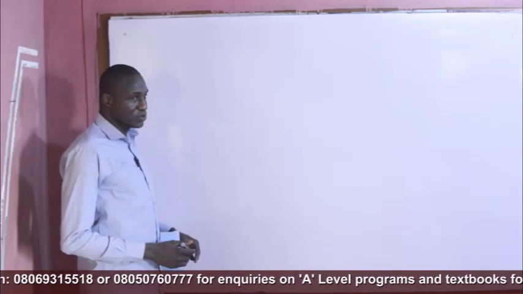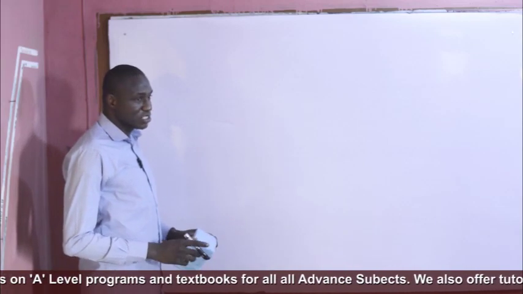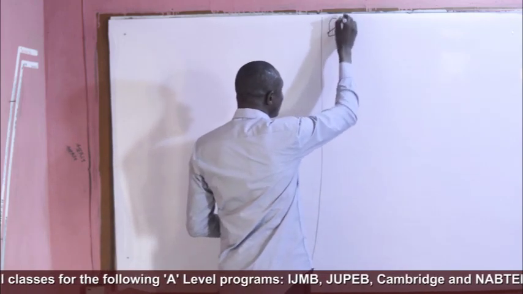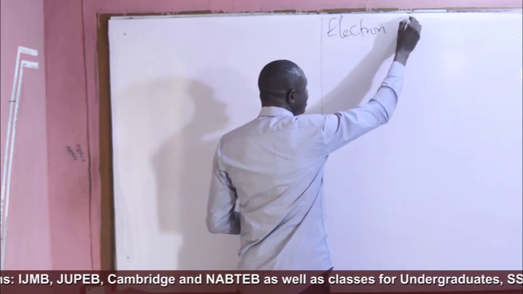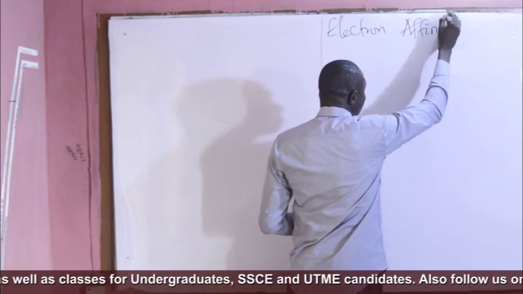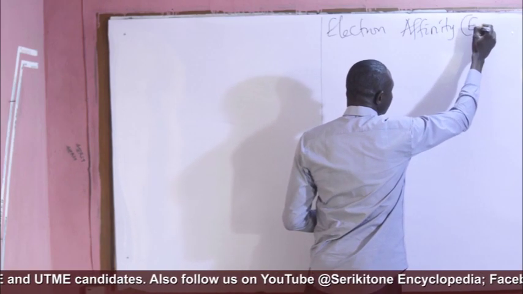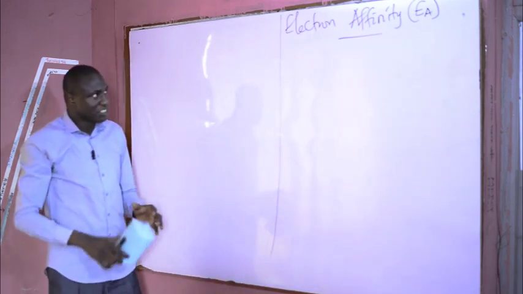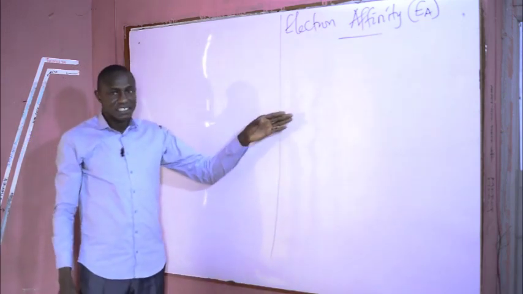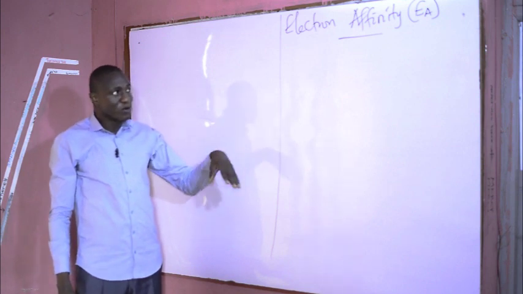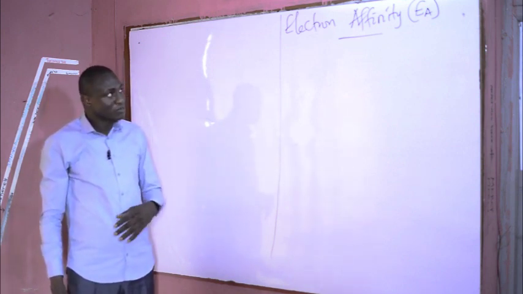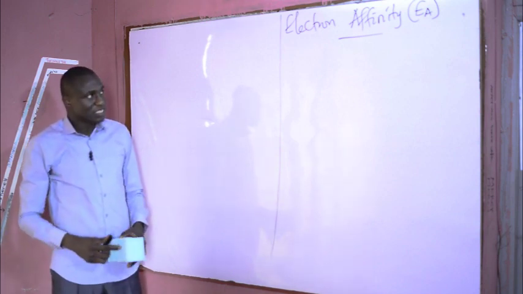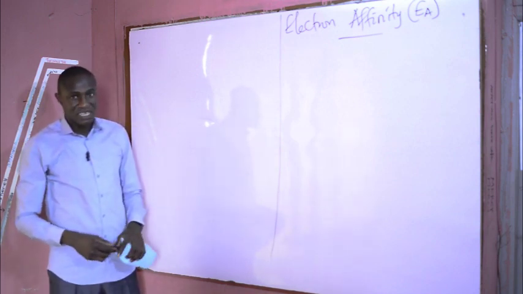In today's episode, we are going to base our discussions on electron affinity, which is the second periodic property of elements. Electron affinity, EA. Electron affinity, by definition, is the energy released either in kilojoules per mole or in electron volts per atom when an electron is added to an atom in gaseous state to produce a gaseous anion.